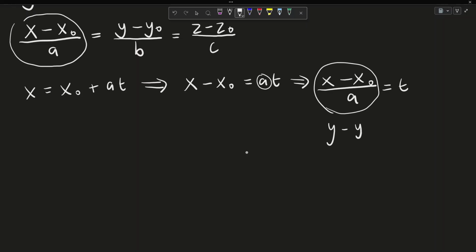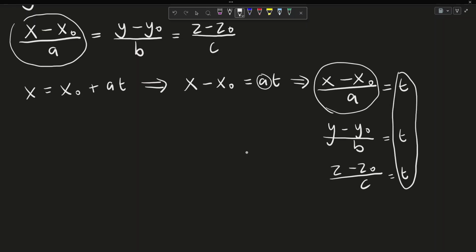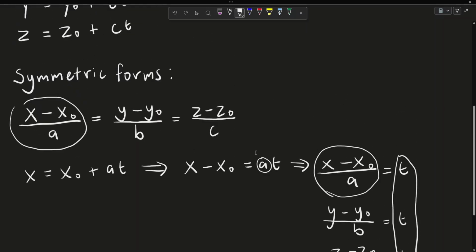y minus y naught over b is equal to t, and z minus z naught over c is equal to t. And we know that since all three of these are equal to t, that means they are all equal to one another. And so that's another way that you can derive the symmetric form.